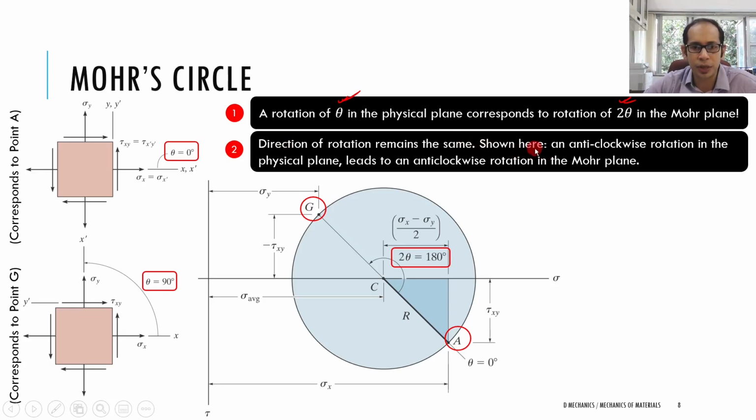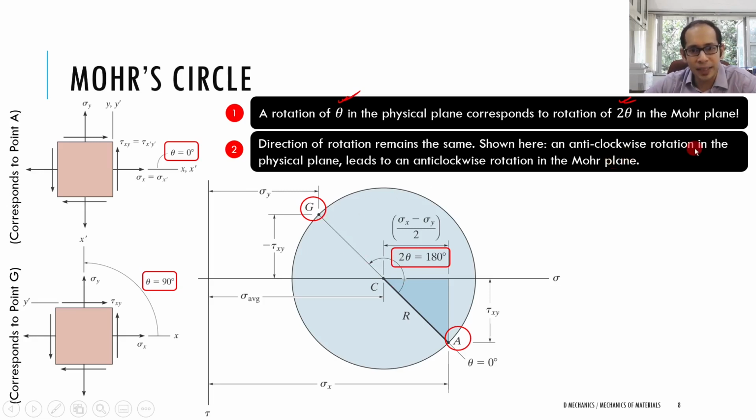So what is shown here is an anti-clockwise rotation in the physical plane. See here, to go from theta equals 0 to theta equals 90 degrees, you have to rotate the element in an anti-clockwise manner over here. Correspondingly, here theta 90 becomes 2 theta equals 180, but here also you had to go from here to here in an anti-clockwise manner to get to this point G over here.